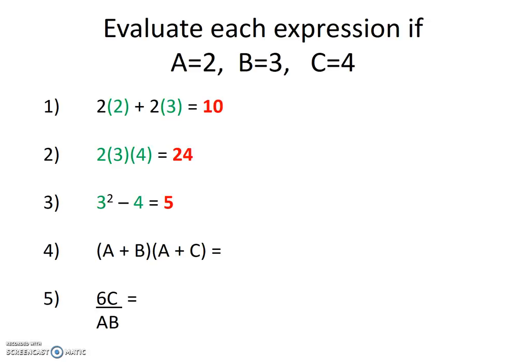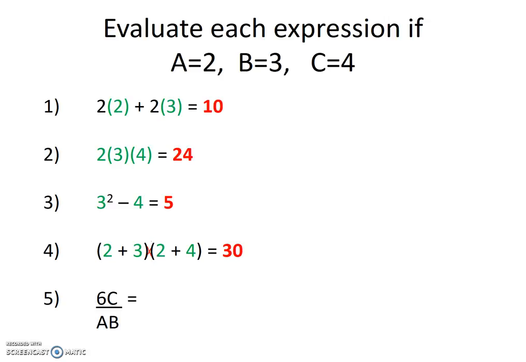Okay, let's see how you did. For number 4, your first step is to substitute the values for a, b, and c. Then we use the order of operations to solve it. And you should have gotten 30. Because right in here, this means we are multiplying. So we would do 2 plus 3 is 5, times 2 plus 4 is 6, and 5 times 6 is 30.